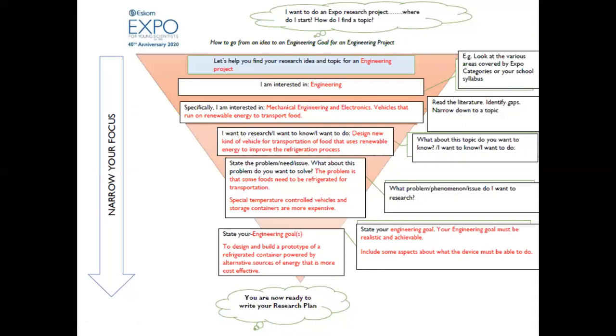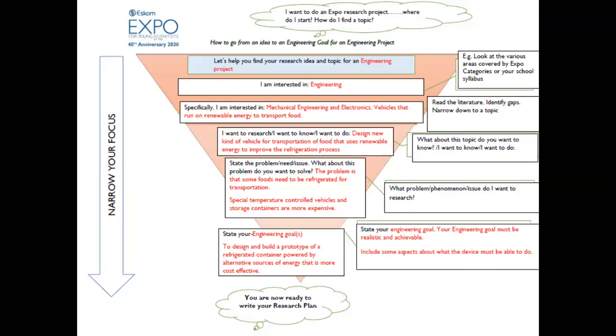Now when the engineering goal is being written out, I need to give a little bit of an idea, some design criteria, of what the vehicle needs to have. So here I'm saying that I'm going to design and build a prototype of a refrigerated container, which must be powered by an alternative source of energy that is more cost effective. So I've already got two design criteria. One, the alternative source of energy, and two, it must be more cost effective.